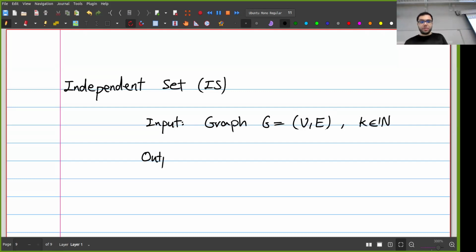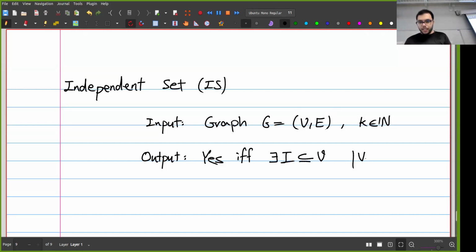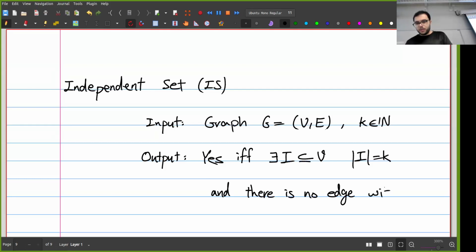And the output should be yes if there exists a subset of K vertices. So if there exists some subset, let's call it I, a subset of V, such that the size of I is exactly K, and there is no edge with both endpoints in I.